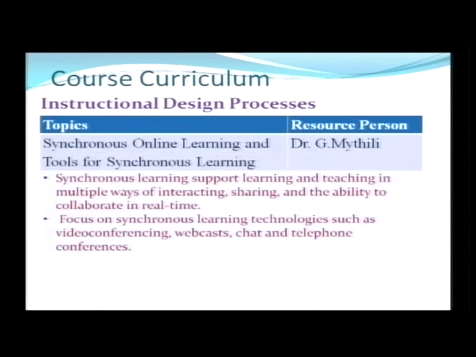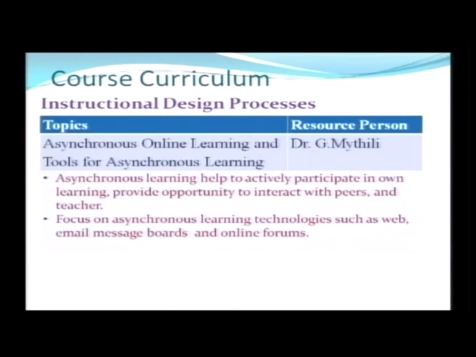She will also continue in another presentation on synchronous learning and asynchronous learning. One will be devoted to synchronous learning, the other one will be devoted to asynchronous learning. Synchronous is in real time, asynchronous is non-real time learning.